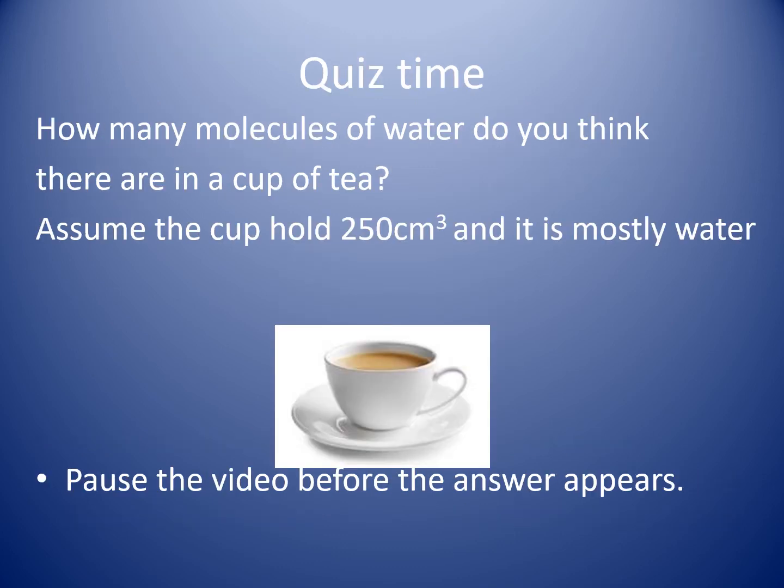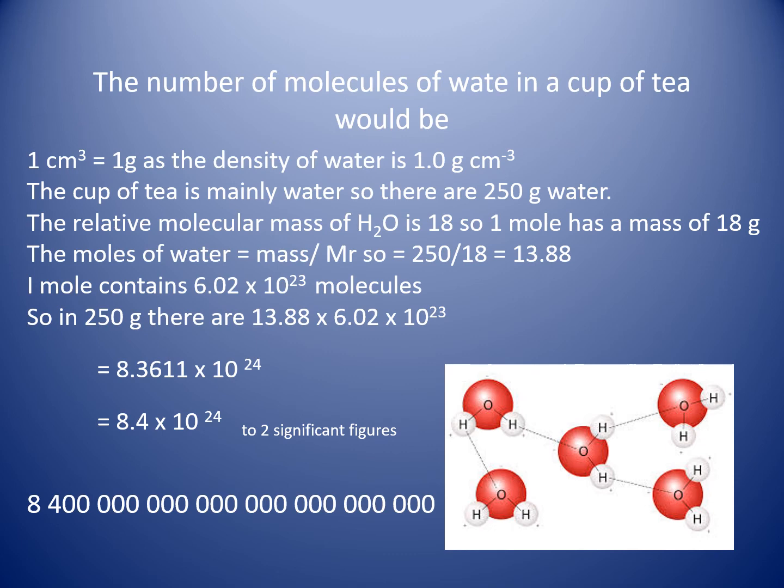Here's a sort of question that you might be thinking about if you're taking A-level chemistry. If you want to have a guess before the answer appears, pause the video here, and on the next slide, they'll show you how you would calculate how many molecules of water there actually are in a cup of tea. So this calculation shows that in a cup of tea there are about 8.4 million molecules of water. Overwhelming number.